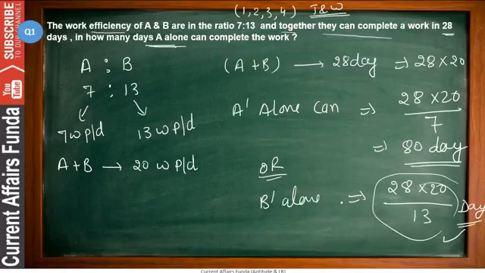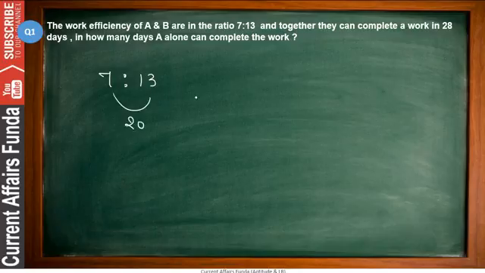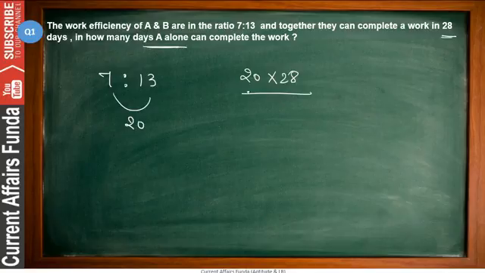I will give you a shortcut method here. See how you will do it. Suppose the efficiencies of A and B are given as 7 and 13. Add both the efficiencies, it will be 20. They can complete the work in 28 days, that means 20 into 28. The question asks in how many days A alone, so divide by the efficiency of A, that is 7. 28 by 7 is 4, and 4 into 20 is 80 days.